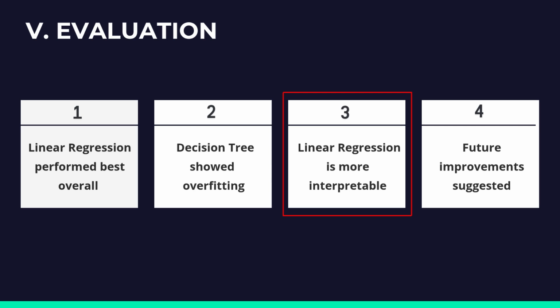Another important point is that linear regression is highly interpretable. It clearly shows how factors like course reviews, duration, and provider affect skill gain. This insight can help instructors and platform designers make data driven improvements to courses and recommendations.